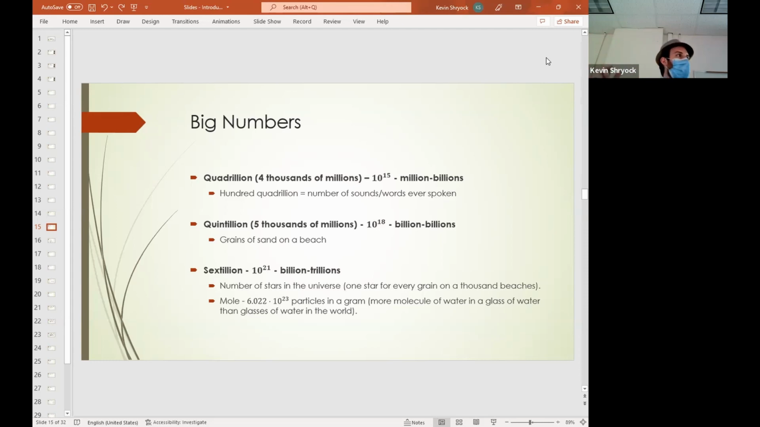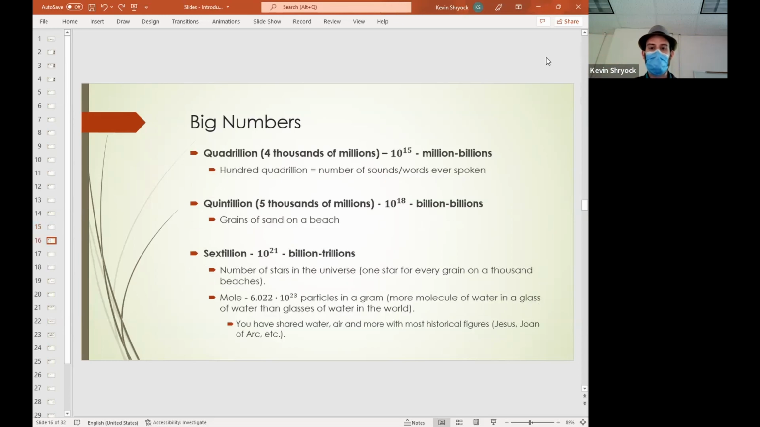In other words, there are more molecules of water in 1 glass of water than there are glasses of water in the entire planet. Right? Big, useful. All right.